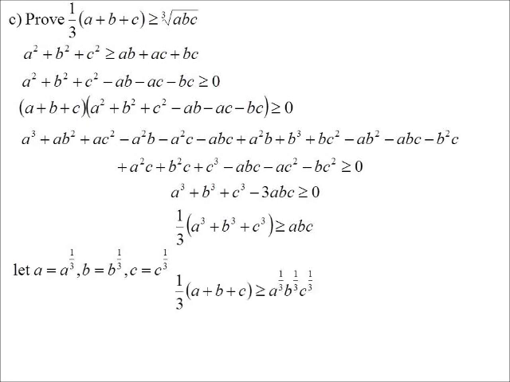Well, a to the power of a third cubed is a, and b to the power of a third cubed is b, and c to the power of a third cubed is c, and then on the right hand side I get a to the power of a third times b to the power of a third times c to the power of a third, which is abc to the power of a third, which is the cube root of abc. Hence I've got my result.